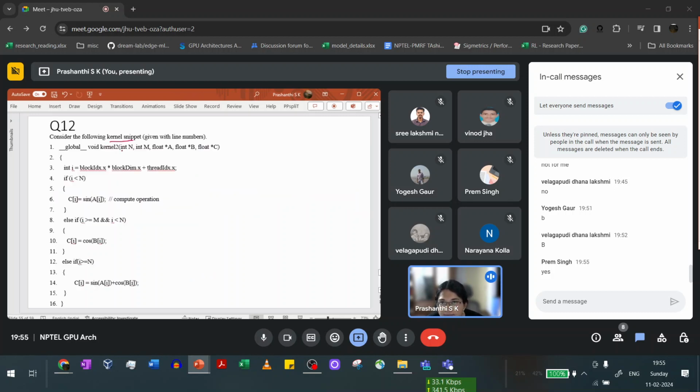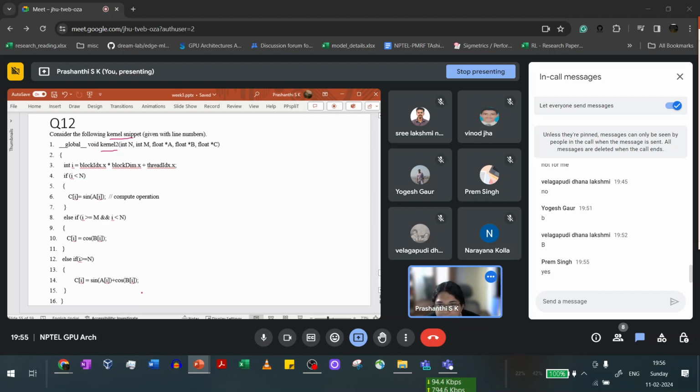Consider the following kernel snippet. Again, kernel 2 with an M, N, A, B, C, and you have the same I. If I less than N, you compute sine of A of I. Else, if I greater than or equal to M and less than N, you compute cosine of B. Else, if I greater than or equal to N, you do sine of A I plus cos of B I.